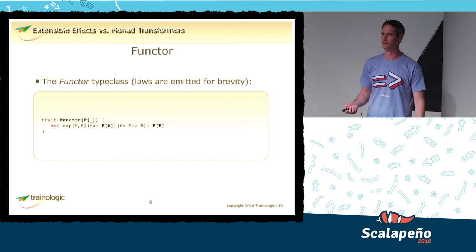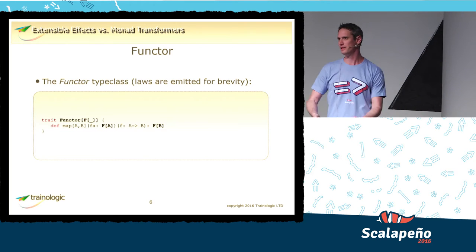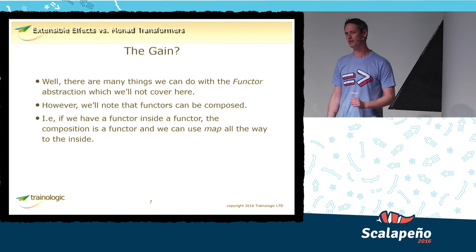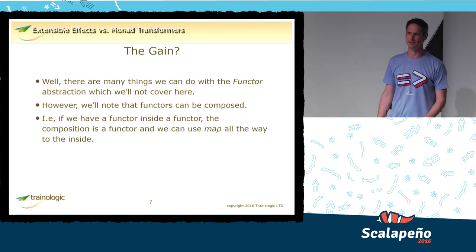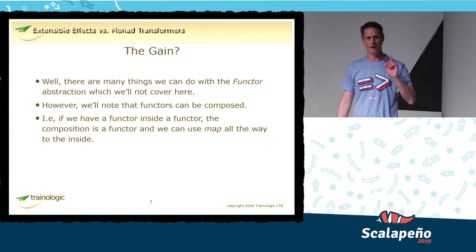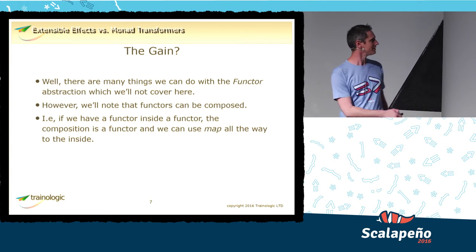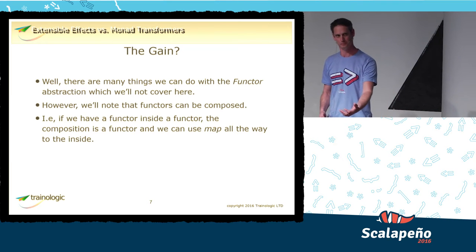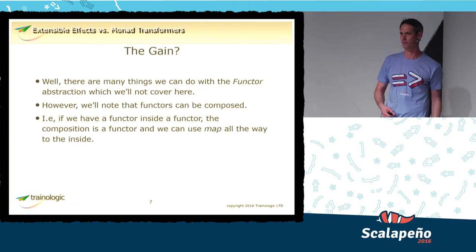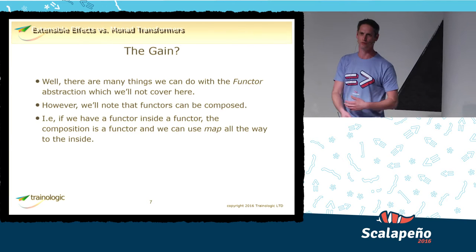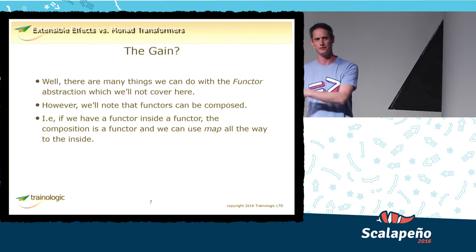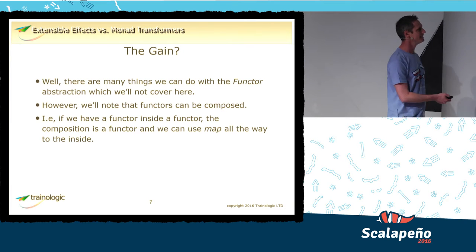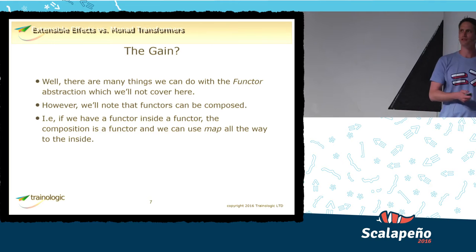But what is the gain? Well, I created it. What can I do with it? Actually, there are many gains to the functor abstraction, but I'm not going to go over them in this presentation. We're going to go over one of them. It appears that if you have a functor of a functor, like a list of option or option of list or option of future or future of option or future of list or whatever, two functors composed one inside the other, then the result is a functor itself.